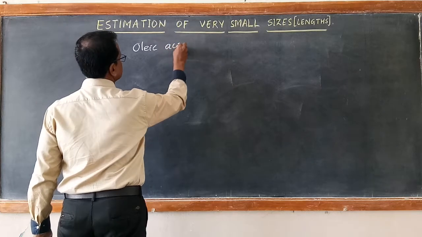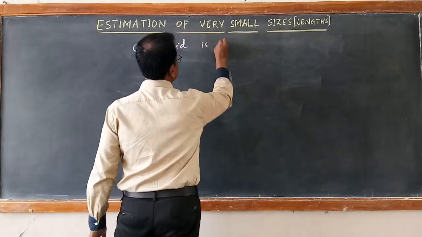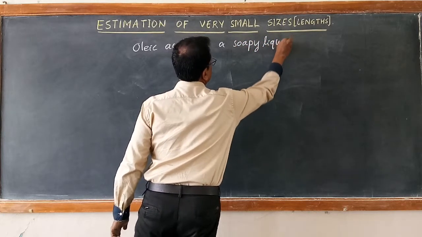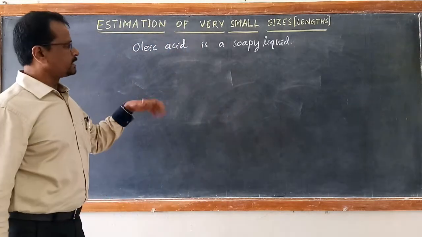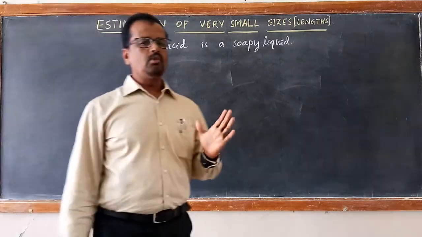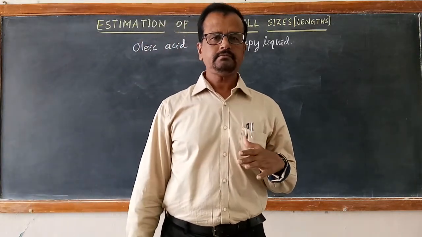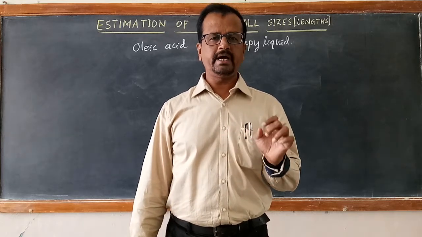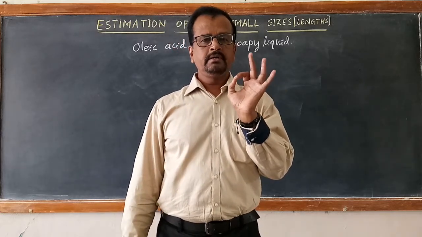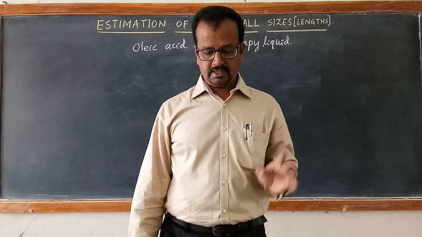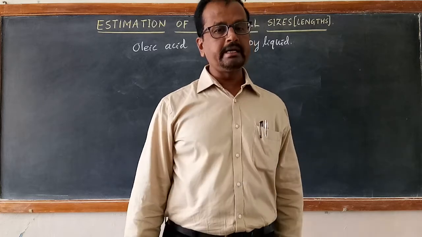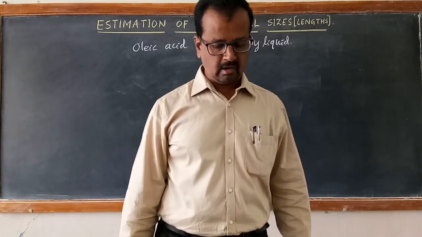Oleic acid is a soapy liquid which is having a little bit larger in size. So idea is to first prepare a oleic acid layer, a thin oleic acid layer, so that the thickness of that thin oleic acid layer is of the order of the size of a molecule. So first we prepare monomolecular layer of oleic acid on water surface.